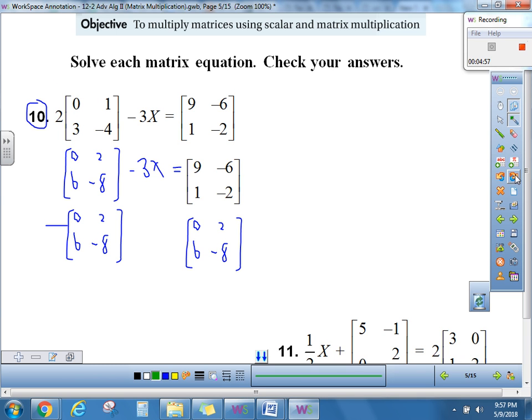We're going to subtract from the left, subtract from the right. When I subtract from the left, it actually cancels out, and we're just left with this -3X here. When I subtract from the right, I just do it as I've done in the past, and I get 9 minus 0, which just gives me 9, and I get -6 minus 2, which just gives me -8.